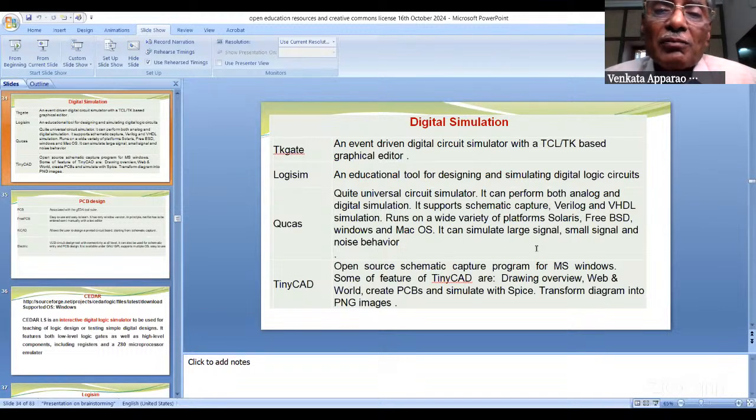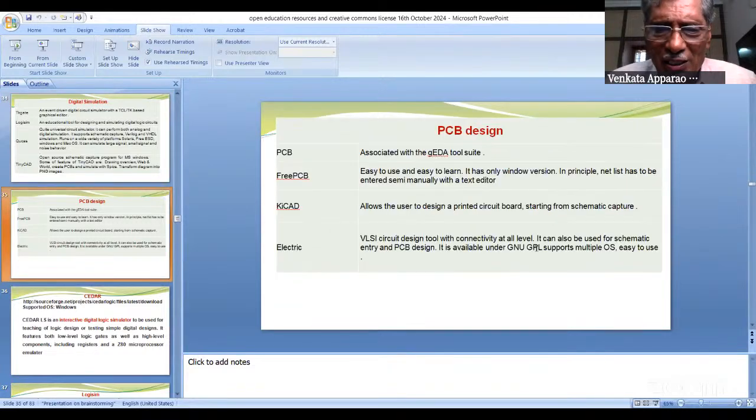Digital simulation. These are some of the examples I have quoted here. Simply reading them, this PPT I have already shared with Professor Muhammad Atik. He will be sharing the PPT after my lecture is over. Okay, you can go through it, the interested faculty members. Otherwise, it will not be interesting.